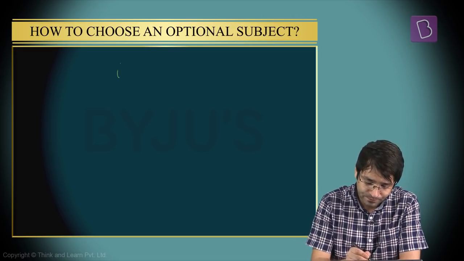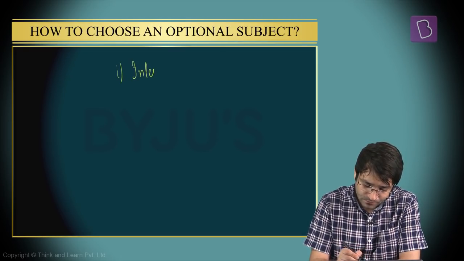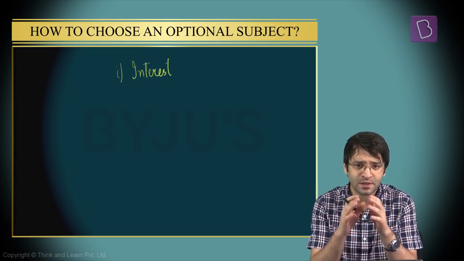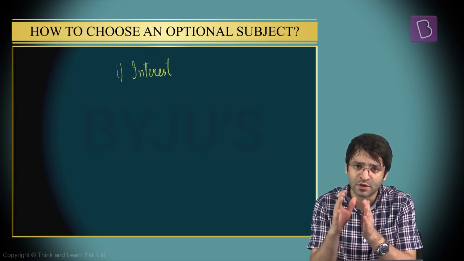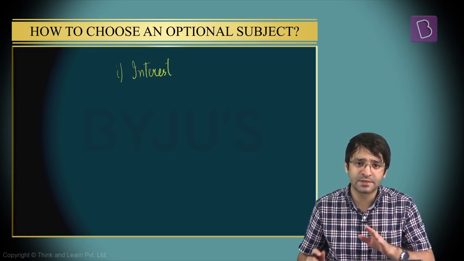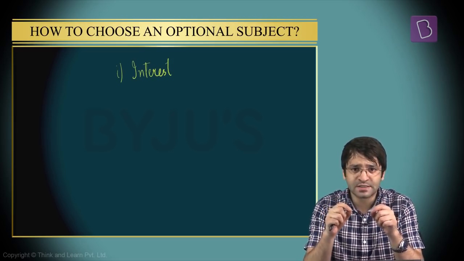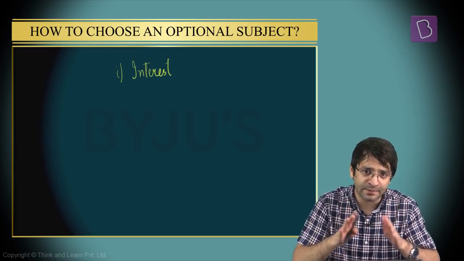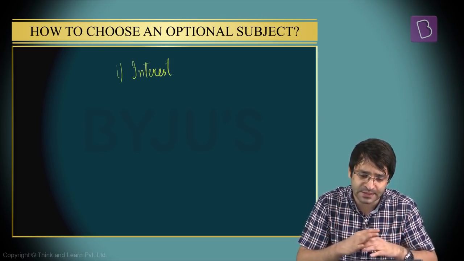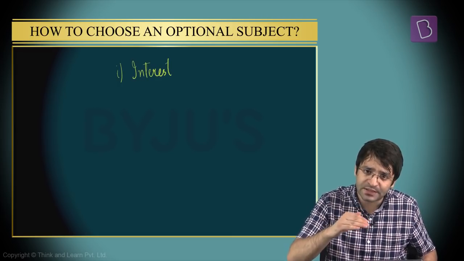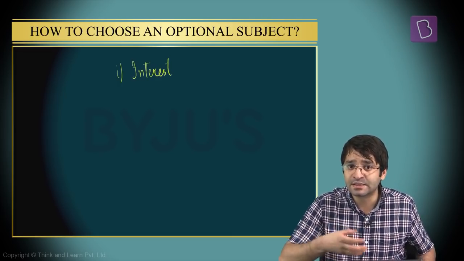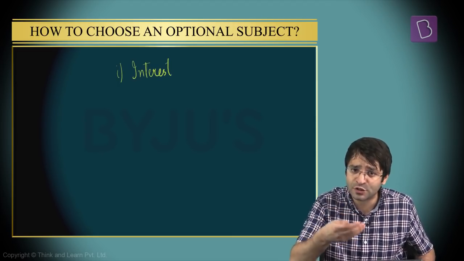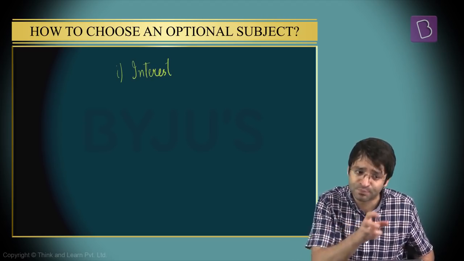Factor number 1, interest. This is the most important factor on the basis of which you should decide upon your optional subject. Why interest? To prepare for an optional subject, you have to devote at least 2 to 3 months of your preparation time. And during this preparation time, you should have interest in that subject. If you do not have interest in that subject, you cannot devote 2 to 3 months of your preparation time to prepare for that optional.